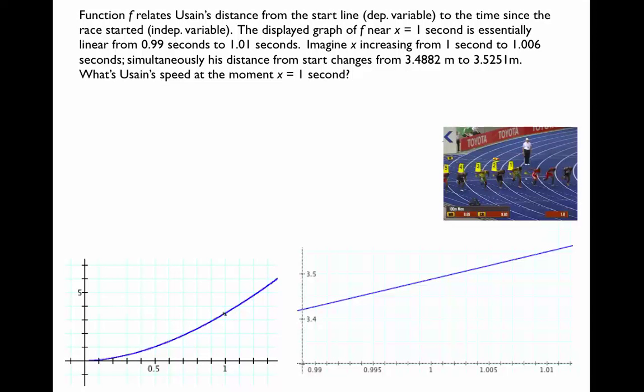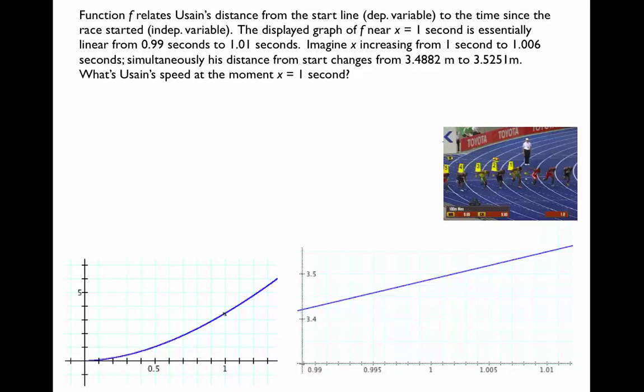So here I'm showing the moment from 0.99 to 1.01 seconds, and it's essentially linear. So we can use the idea of constant rate of change within this small time frame, and just assume that it is, because it's so close to constant rate of change when we get this small moment around 1.